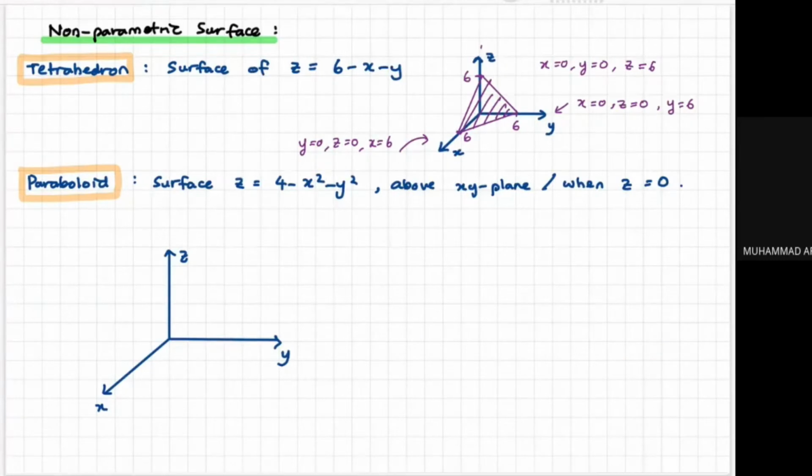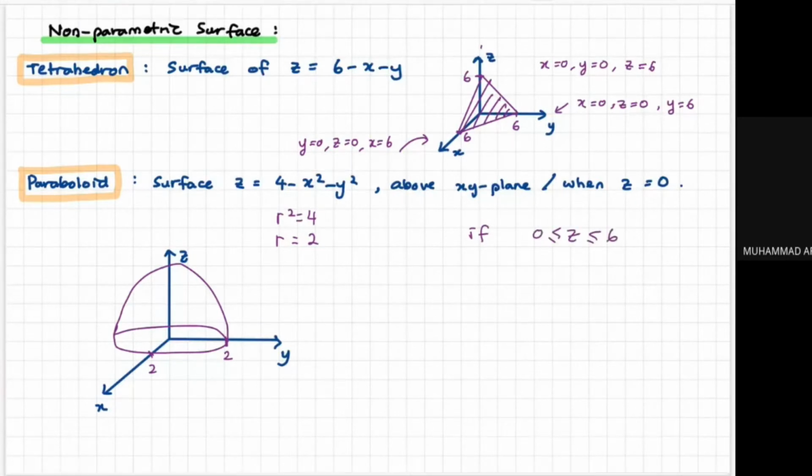Let's see the equation of the paraboloid. You have 4 minus x squared minus y squared. So this 4 is your r squared, r squared is equal to 4, so your r is equal to 2. Let's sketch your paraboloid here. Your radius here will be 2. And for the height, if in the question z is from 0 to 6, then the height will be 6.